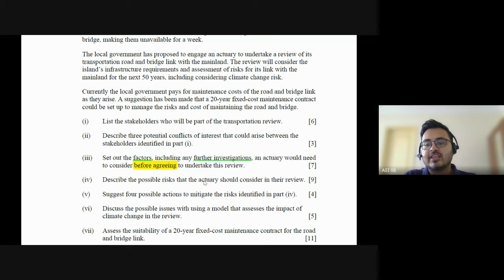So what should be in that checklist? What are the things, what is the homework that I have to do, if I may say, before I start to undertake this particular review?